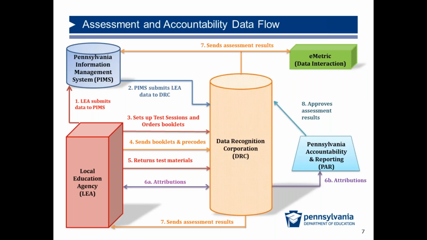This is an assessment and accountability data flow. They're numbered, so numbers 1 through 5 deal with the pre-code process, and 6 through 8 deal with accountability. So it begins with the LEA submitting data to PIMS, and PIMS takes an internal snapshot of the statewide and sends the file to DRC. DRC then loads the data into their eDirect system that allows LEAs to set up test sessions and order booklets. Then DRC sends booklets and precodes to the LEA, and after the assessment is administered, the LEA returns the test booklets and materials to DRC to be scored.